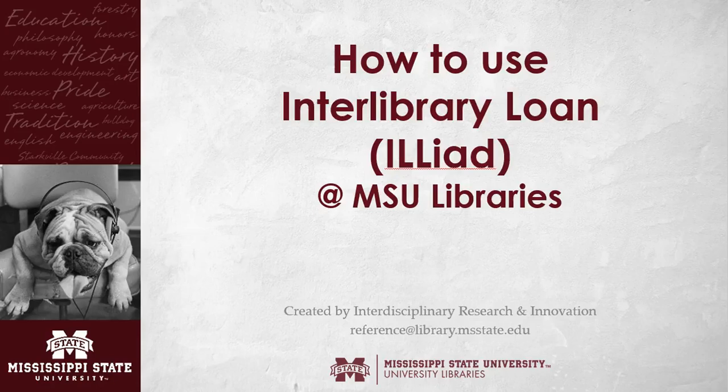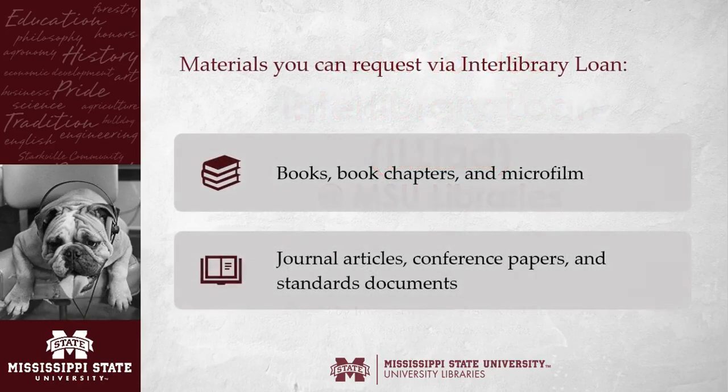How to use interlibrary loan, or ILLiad, at MSU libraries. Interlibrary loan is the borrowing of materials not found within the MSU library's collection. Materials you can request include books, book chapters, microfilm, as well as journal articles, conference papers, and standards documents.